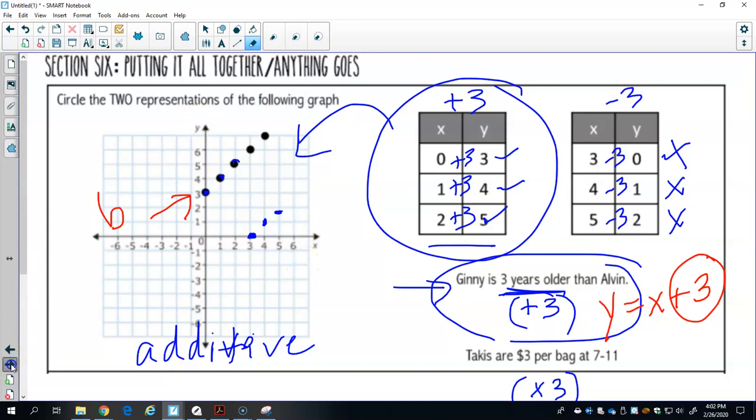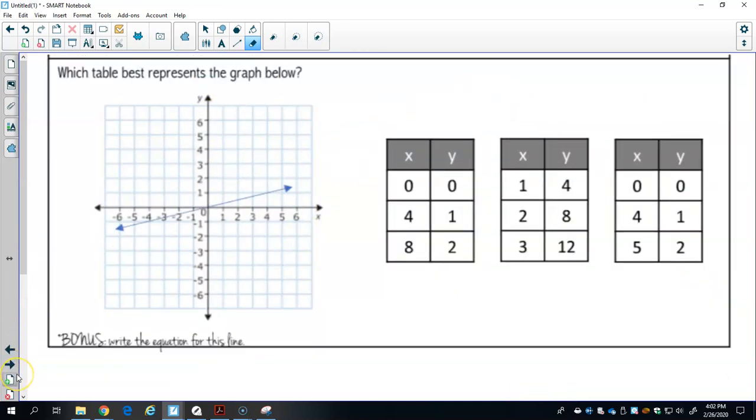All right, let's look at the last one. So now we're matching a table to a graph. Okay, a couple of things that we could do. We could look at the points. We could make an equation from each of the tables. I would say the best way to start would be to just match the coordinates. So I'm going to use a different color. I'm going to start with red with this table.